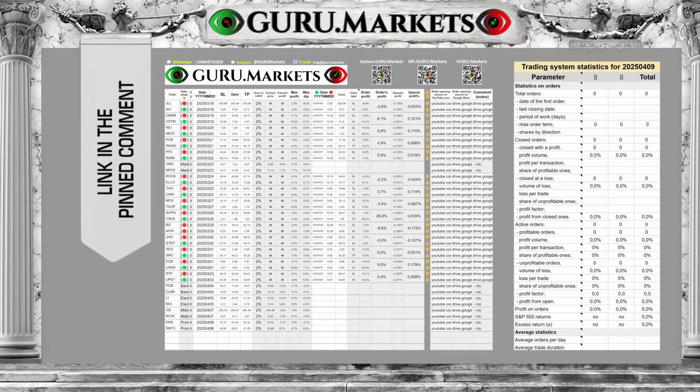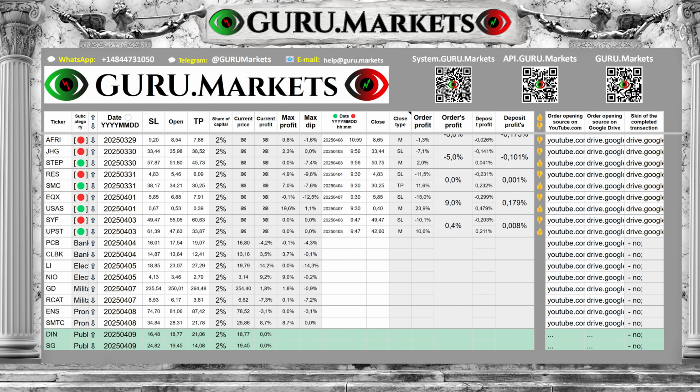As a result of stock analysis of Sweetgreen Incorporated, the Information and reference System.GURU.Markets has made a decision: open a sell trade at a price of $19.45 per share. The deal was opened because the company has a relatively low valuation. The company was assessed using the assessment method, the Akeem's Index. Take profit is set at 14.08. Stop loss is set at 24.82.